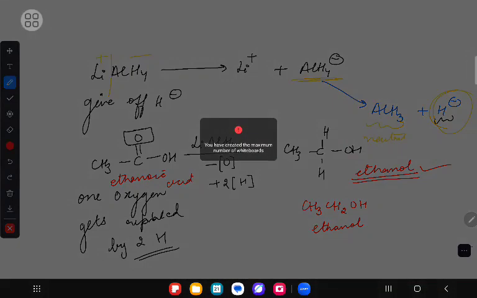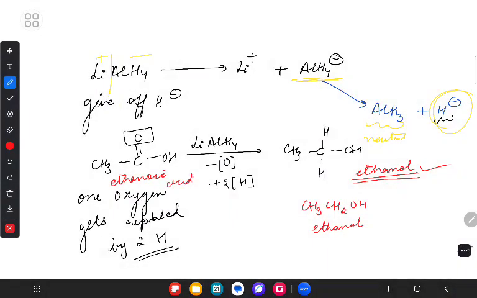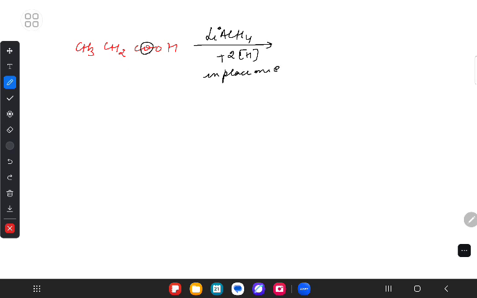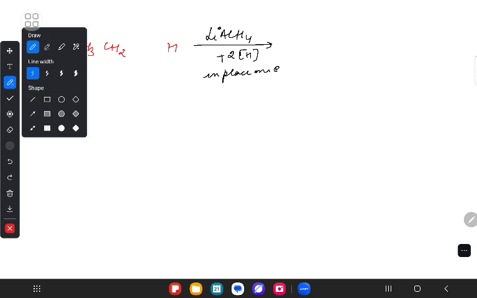Now, similarly, let's say I have CH3CH2COOH. So basically, the idea here is what? That when I add LiAlH4, which is lithium aluminum hydride, right? So what am I doing here? I remove two, I add two hydrogens in place of one oxygen. So this oxygen, which is doubly bonded to the carbon, gets replaced by two hydrogens.